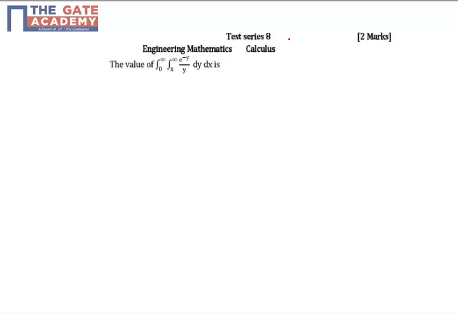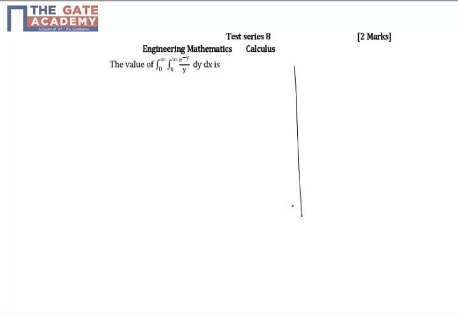So the given problem is asking for the double integration of this function. If you try to solve this directly, it's a little bit difficult because there are two functions here, e power minus y comma 1 by y. It is very difficult to select which one I have to choose as u and which one as v. So for that, it's better to do this integration by the change of order of integration.